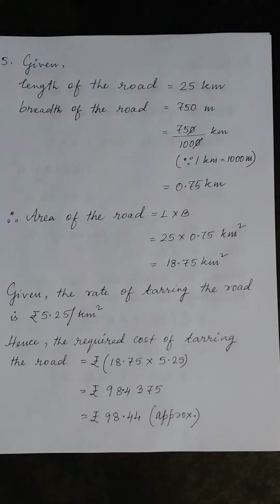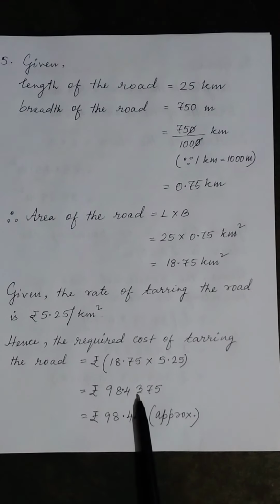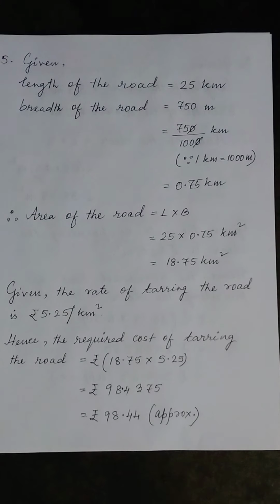Again here we need rounding. As it is rupees here, 2 places we will keep. After that it is more than 5. 5 or more than 5 we will add 1. See, 98.44. Rupees 98.44 is the cost of tarring the road. Clear? Okay then. Try your question number 4 yourself at home. Clear? Okay then.